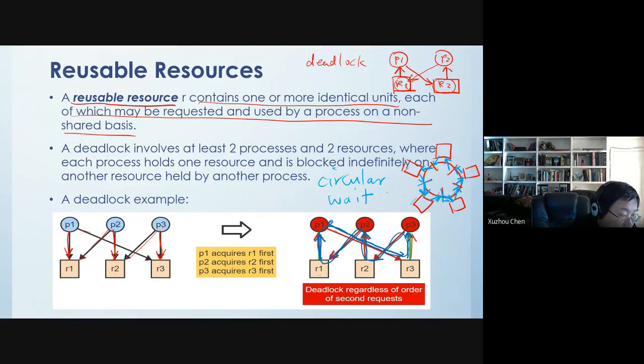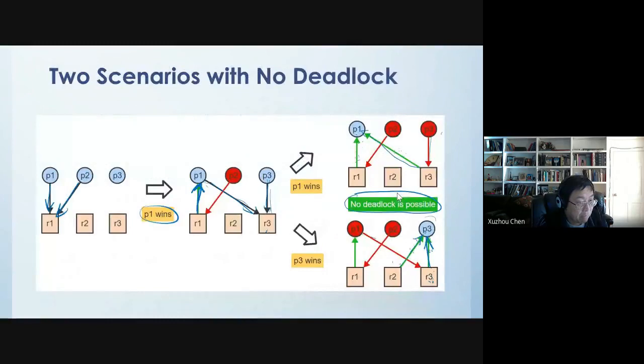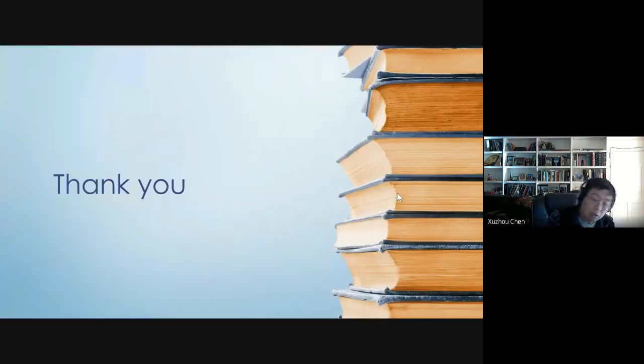Okay. That's the worst scenario, just like this case. It's a circular wait. So to break the deadlock, you need to avoid the circular wait. Okay. I think that's pretty much all I want to talk about for the deadlock.